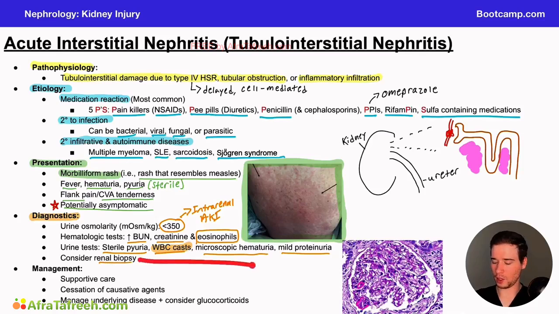And in that renal biopsy, you would see what we've showed over here, where you get this kind of dark pink matter on the outside, and this is indicative of the interstitial nephritis. And finally, to wrap up this video, we're going to talk about management options.